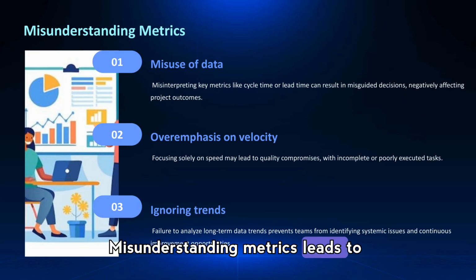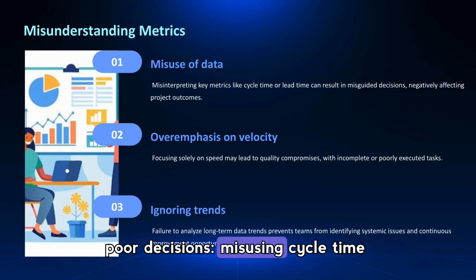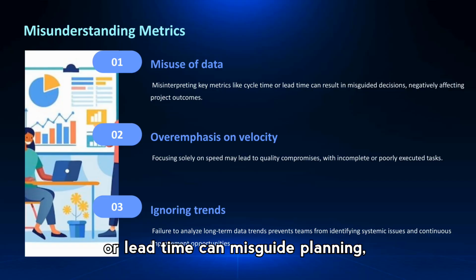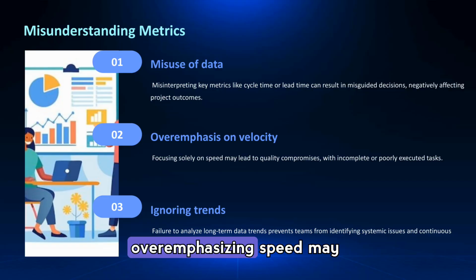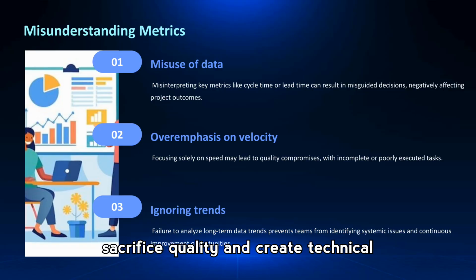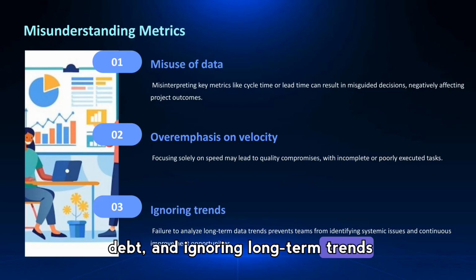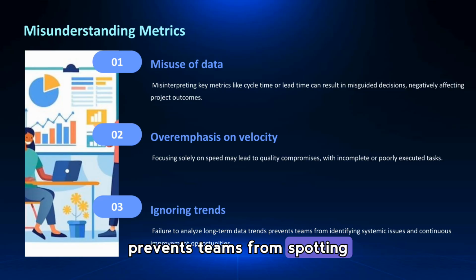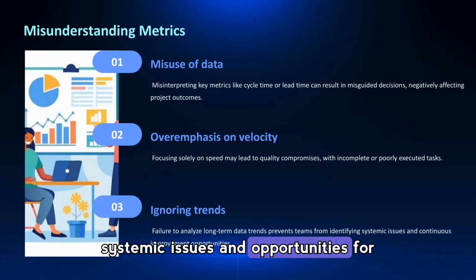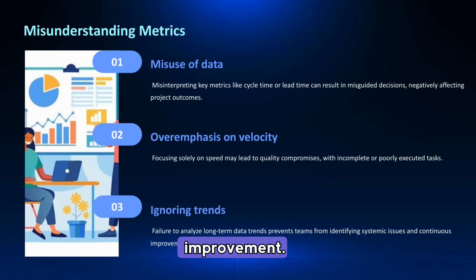Misunderstanding metrics leads to poor decisions. Misusing cycle time or lead time can misguide planning. Overemphasizing speed may sacrifice quality and create technical debt, and ignoring long-term trends prevents teams from spotting systemic issues and opportunities for meaningful, continuous improvement.